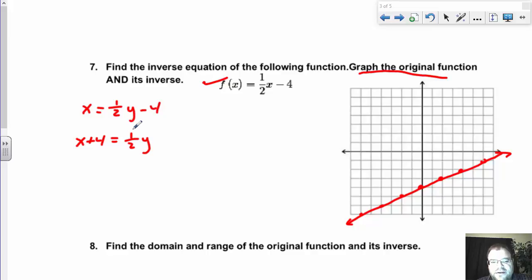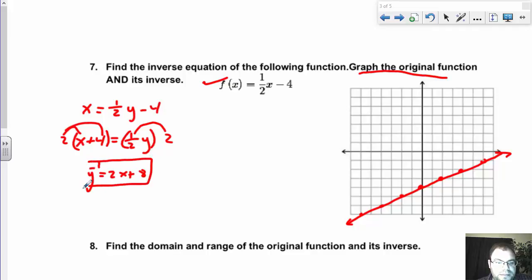When you multiply by half, you're dividing by 2. So the opposite of dividing by 2 is to multiply both sides by 2. And that's what I'm going to do. So I'm going to say this times 2. 2 times 1/2 is 1, so it's 1y. And then we got this, which will distribute. So we have 2x plus 8. And we will call this our inverse function right here. They want me to find the inverse equation, so I did.